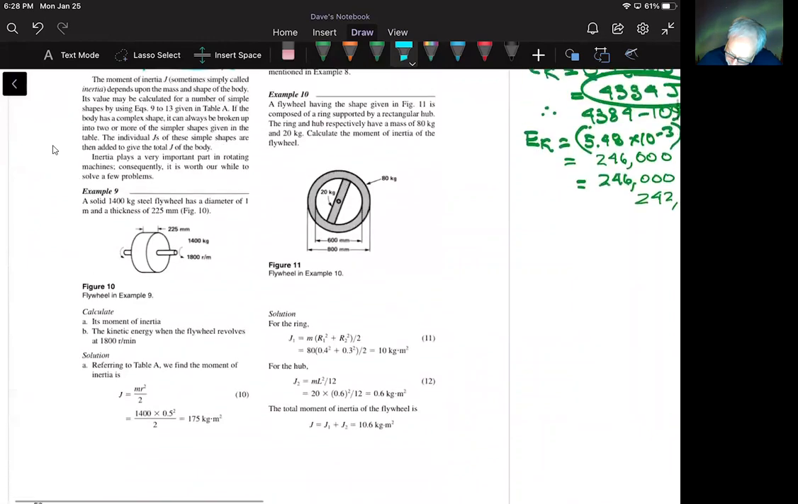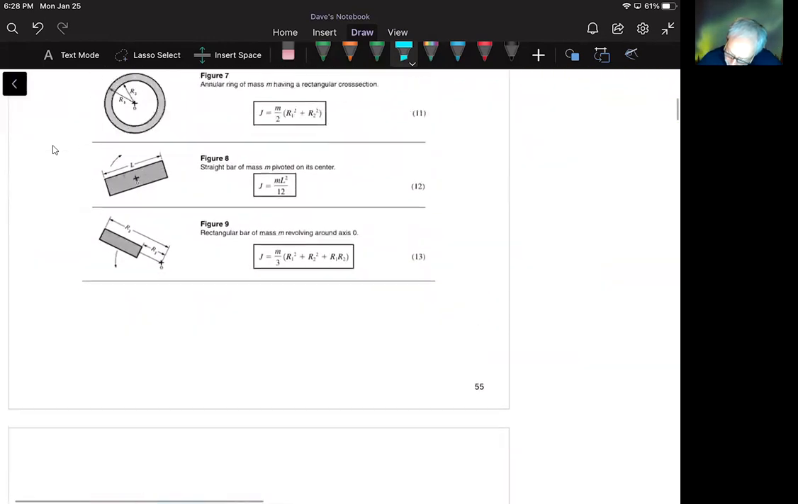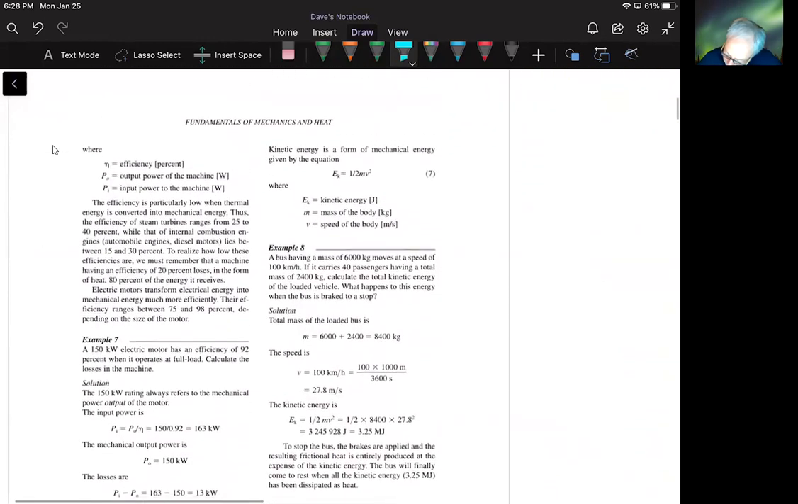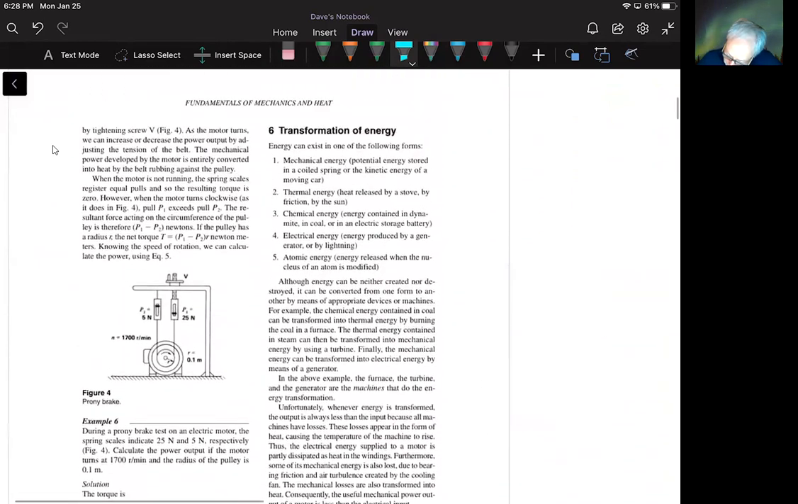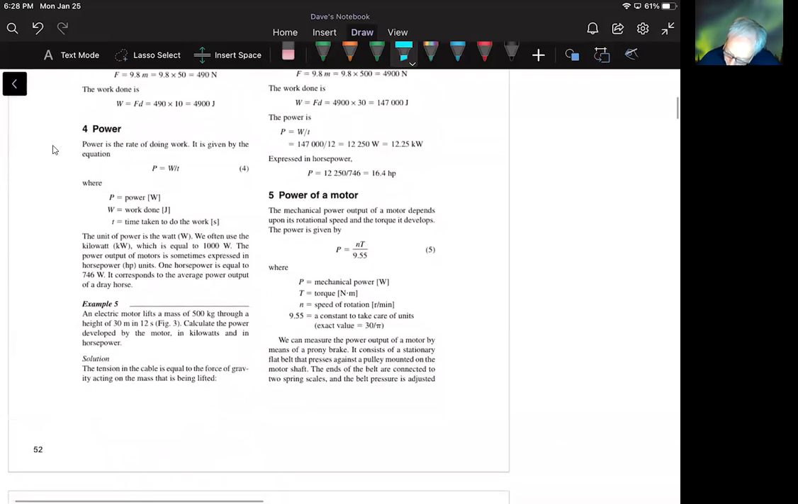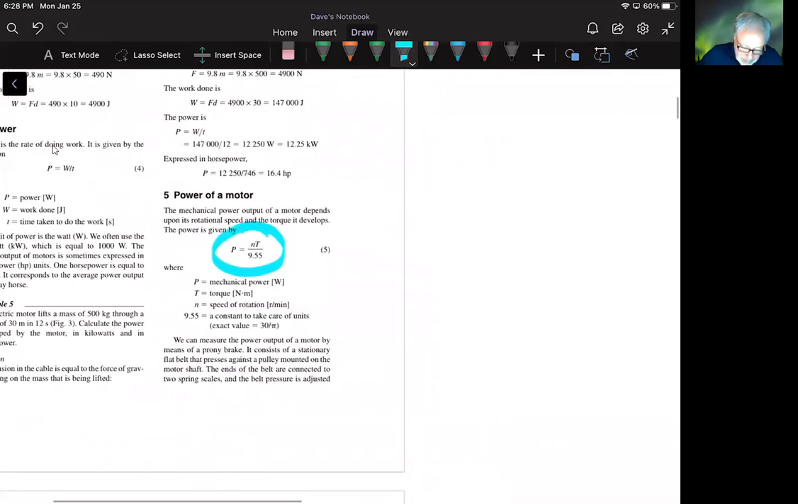And somewhere in this book, there should be an equation for the power of a motor. Is that in here somewhere? There it is. Power of a motor. There it is. The power of a motor is equal to the speed times the torque times 9.55. Okay, so that's what we want to work off of. I think I can even remember that one.